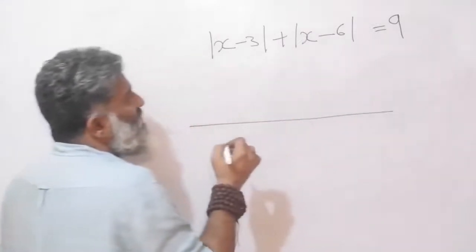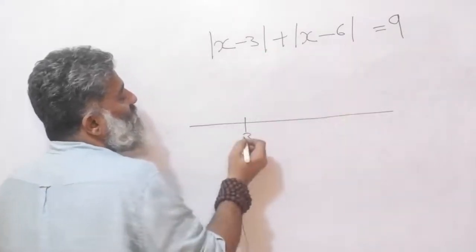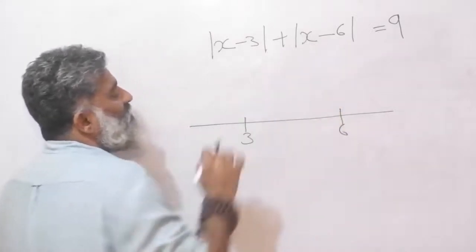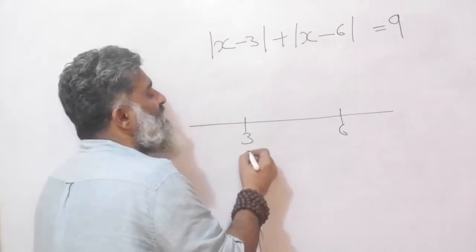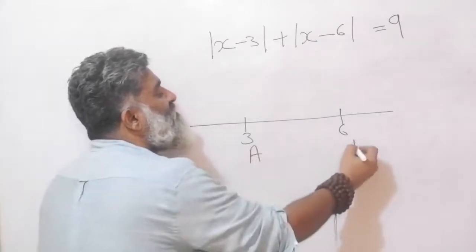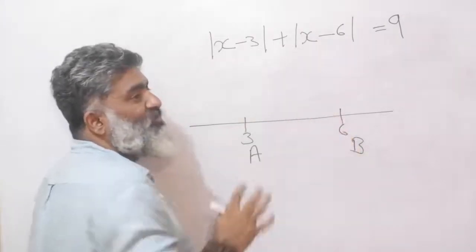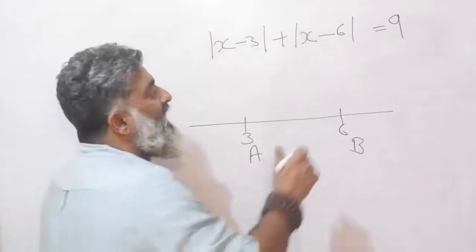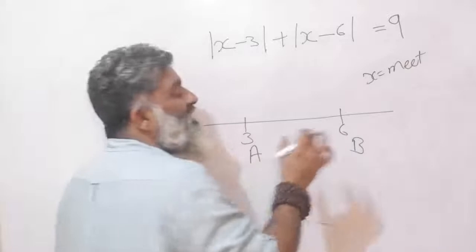Draw a number line for yourself. Plot the points where each function will become 0. So at 3, this part becomes 0. At 6, this part will become 0. And now think of these 2 points as A's house and B's house. A lives at this point, B lives at this point. And think of X as the meeting point. X is where they meet. They travel and they meet.